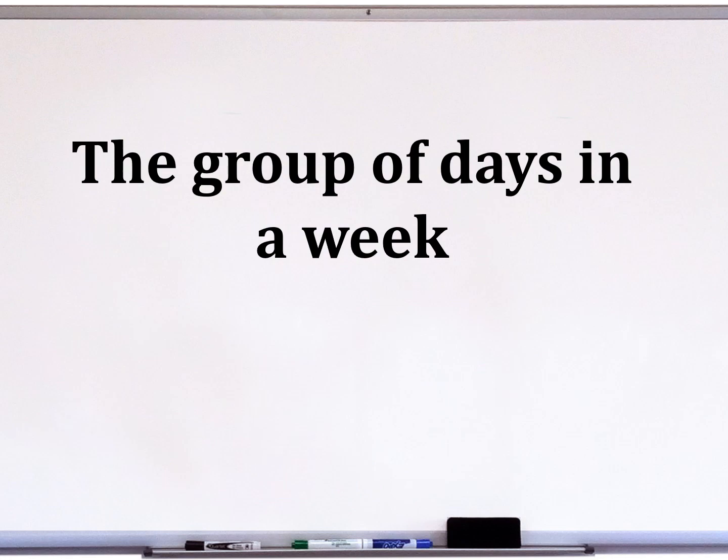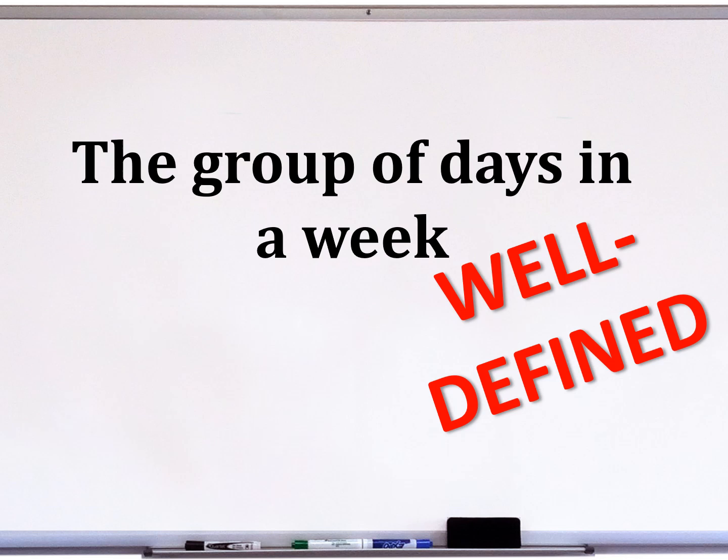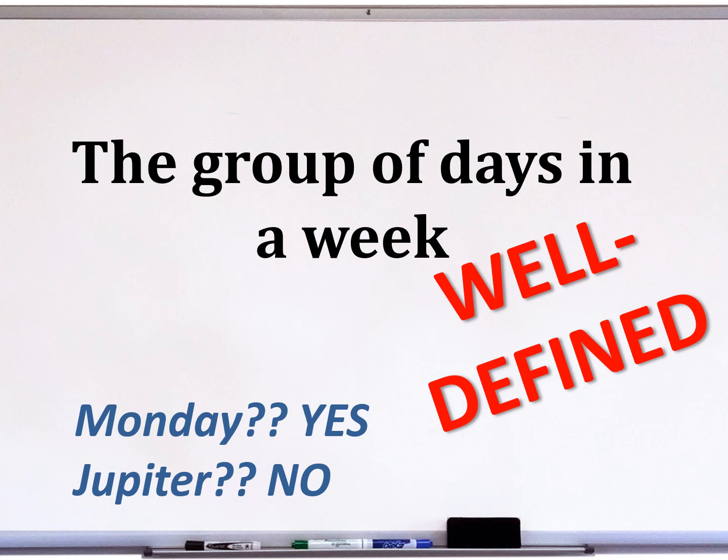Another example is the group of days in a week. If you're going to analyze the given statement, this is well defined. Why? Because if you're going to get an element from the given set, we can say that Monday is a day in a week. If you ask any person from any part of the world, they will all agree that Monday is a day in a week. So there is no contradiction, and so the given statement is well defined. Okay?